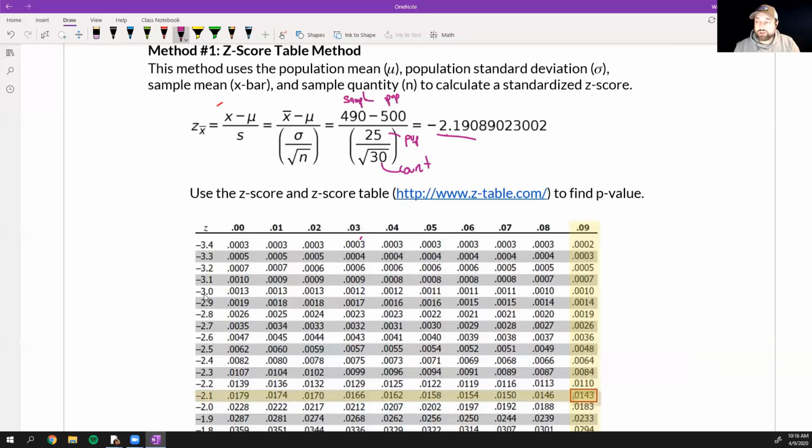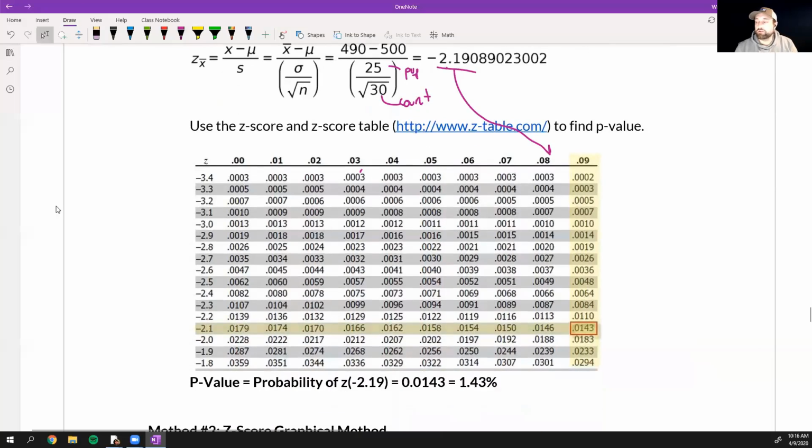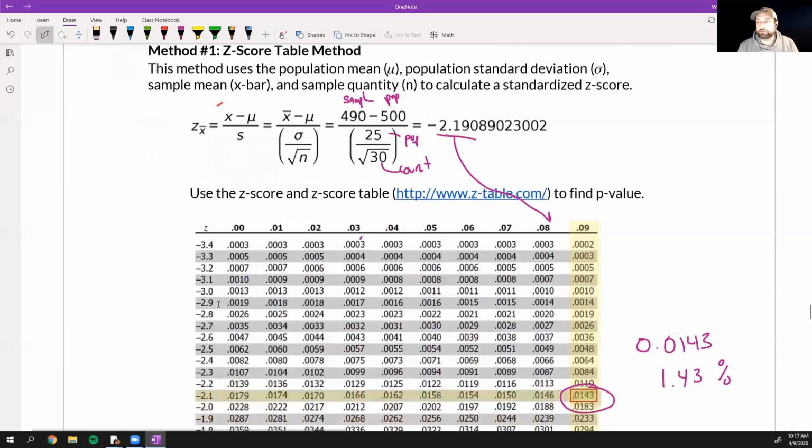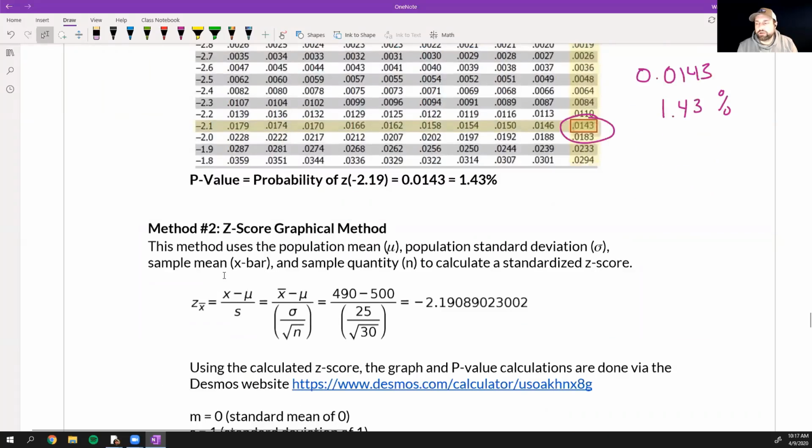And then you take that z-score and you go to a z-table. You look up that value and you get this number, 0.0143, which is 1.43%. So that is the area here. This area is 1.43%, which is looking good, right? That is below our threshold of 5%. So that's one way to do it. Look it up in a Z table. What's another way to do it?